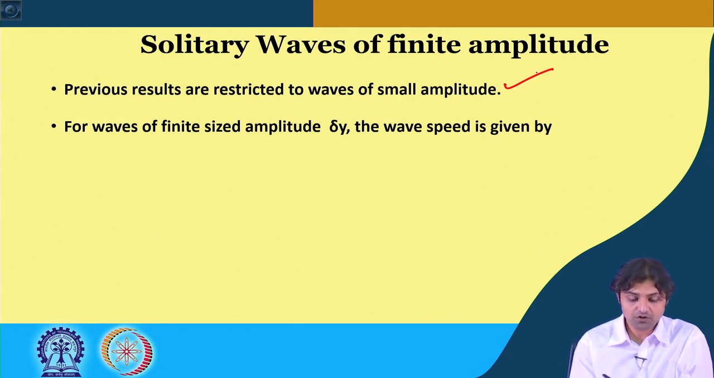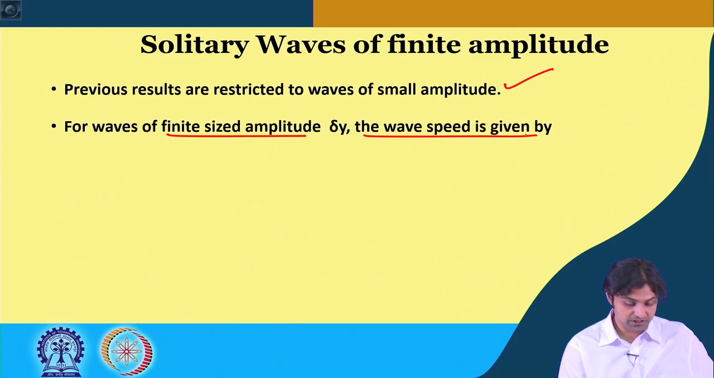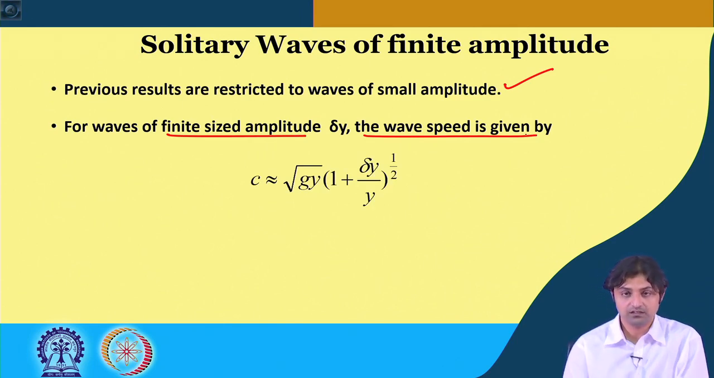But if the waves are of finite size, that means they are no longer small amplitude, then the wave speed actually is given by this. You can try to remember this formula, but the derivation is not in the scope of this course. So, c is given by under root g y multiplied by 1 plus delta y by y, to the power half.